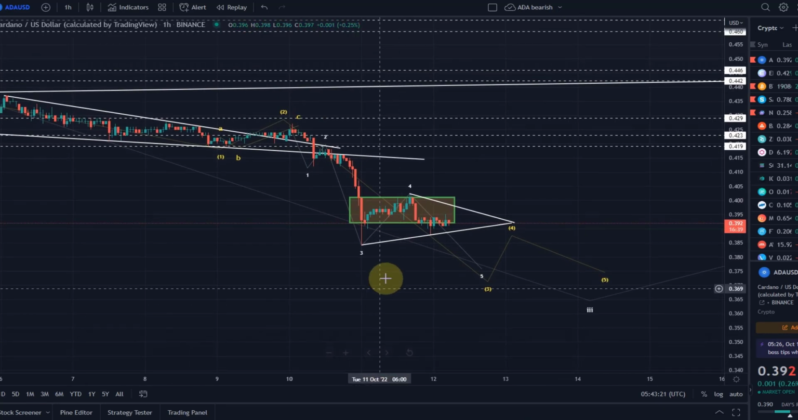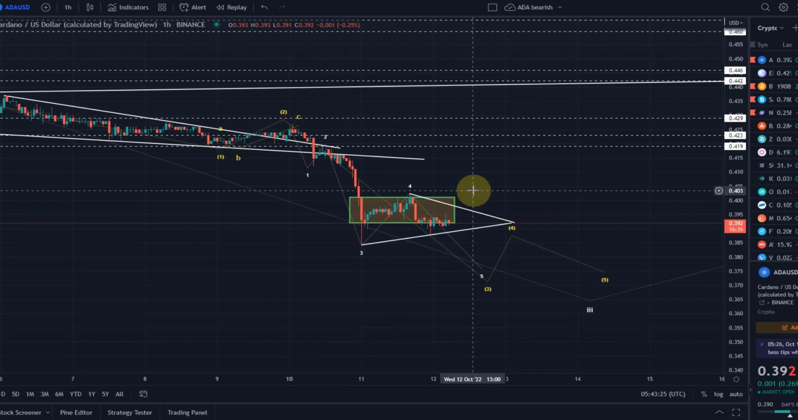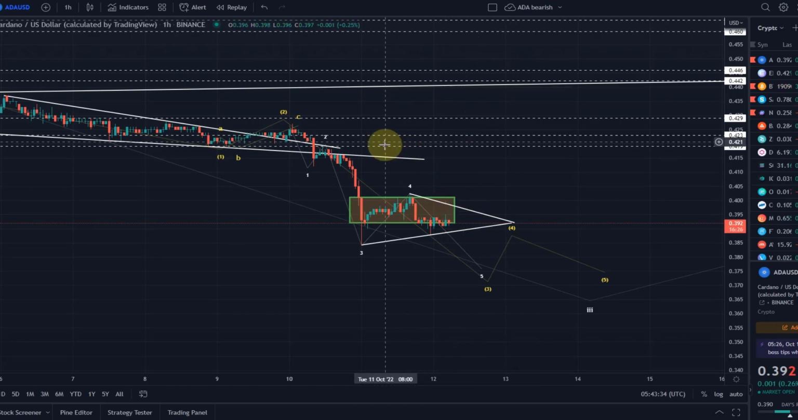There is currently no imminent scope for upside movement. Of course, we could get a move up, but it's not clear yet, and it would first need to go beyond 40.2 cents, and then in the next step above 41.9 to really look at a more substantial correction or recovery. Okay, and that's my update about ADA.